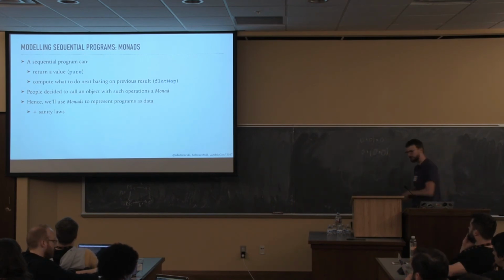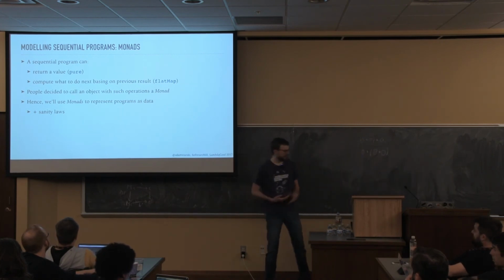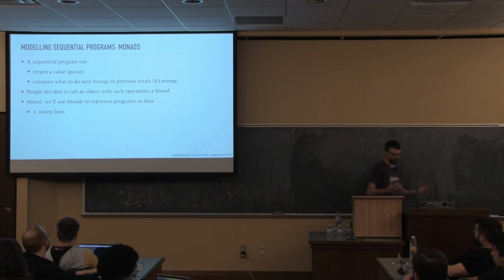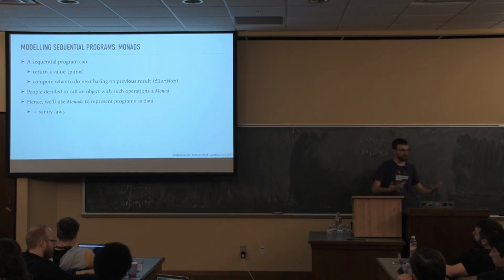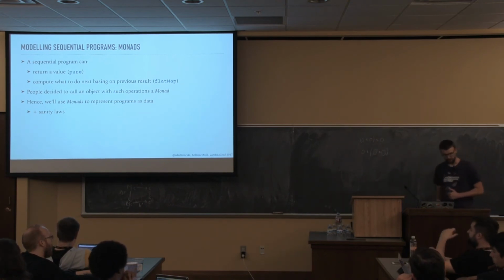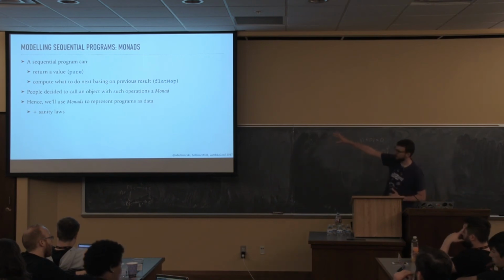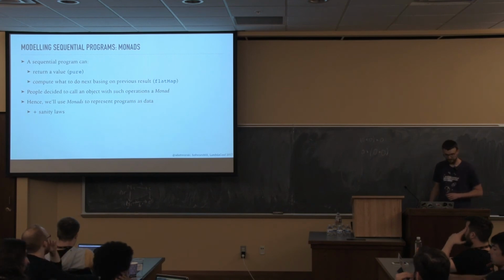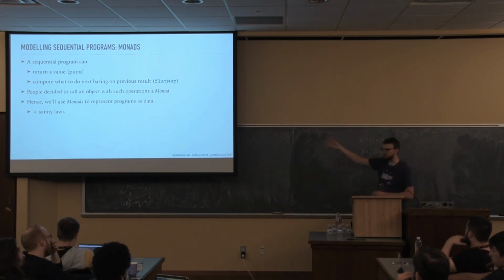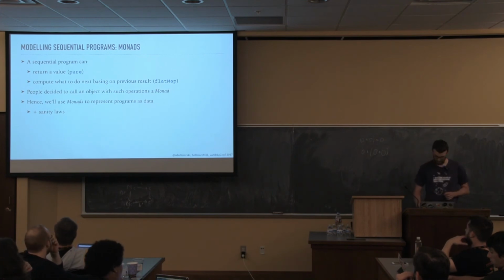And because people didn't know what to call a thing with pure and flat map, they decided on the name monad, which is as good as any other name. So yeah, if we want to represent programs as data, we use a monad because it's a nice representation of a sequential computation. Now monads also need to meet some sanity laws, right? So there are some sanity laws saying that if you flat map a pure value, it's the same as if you don't do anything at all.